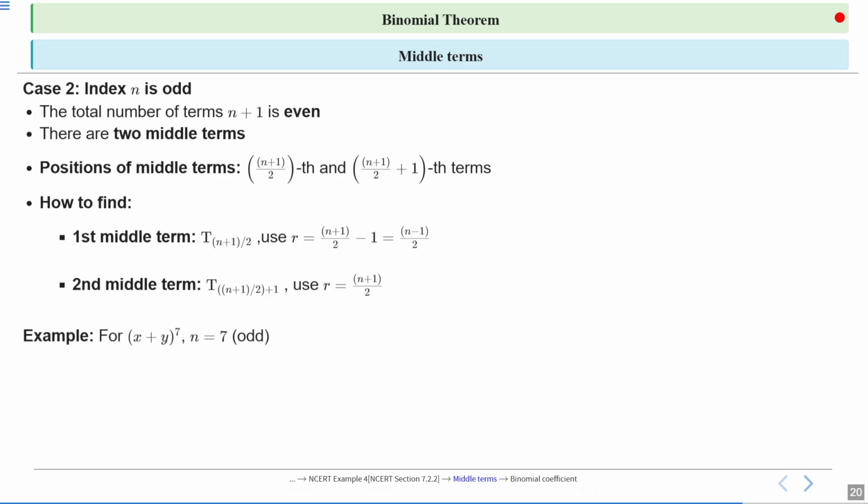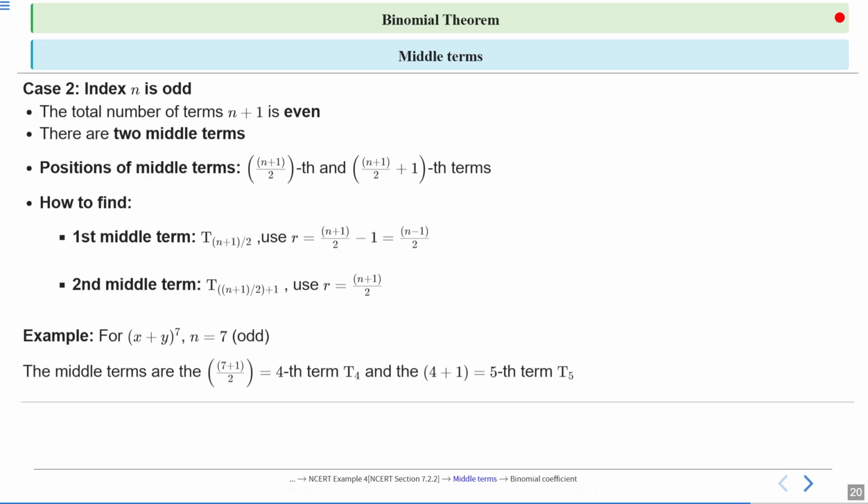Now let's take an example. For (x + y) to the power 7, here n is 7, which is an odd number. So in this case we will get two middle terms. The middle terms are the (7 + 1)/2, that is the fourth term, T4, and the fifth term, T5. Clear? I hope it's clear.